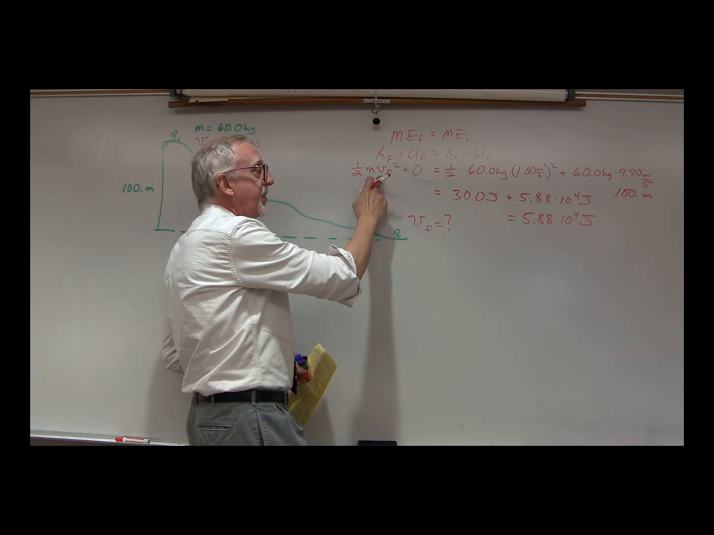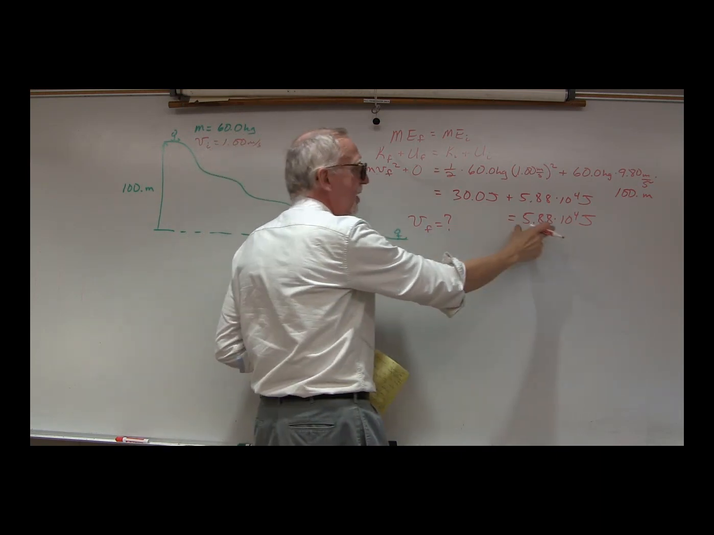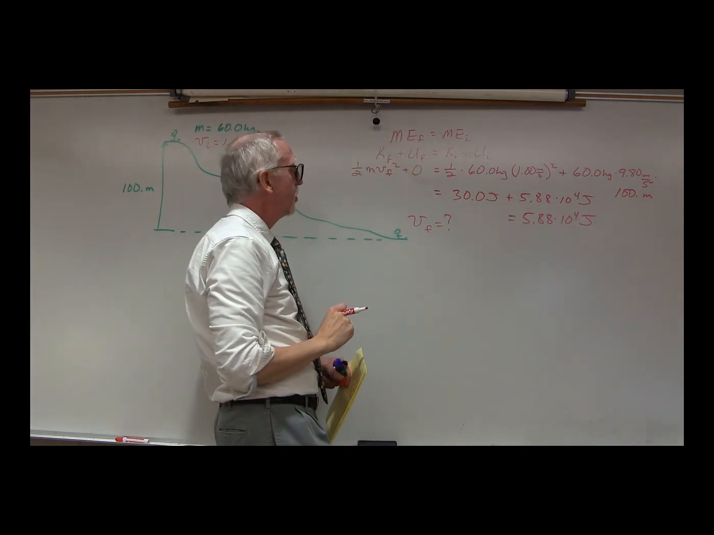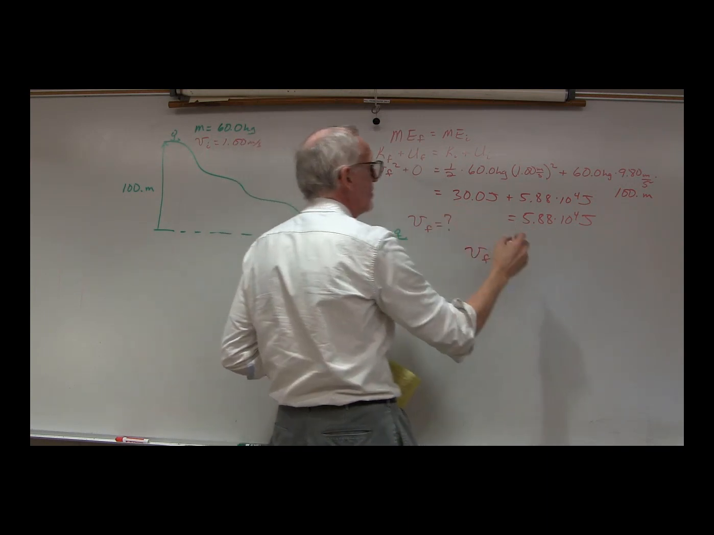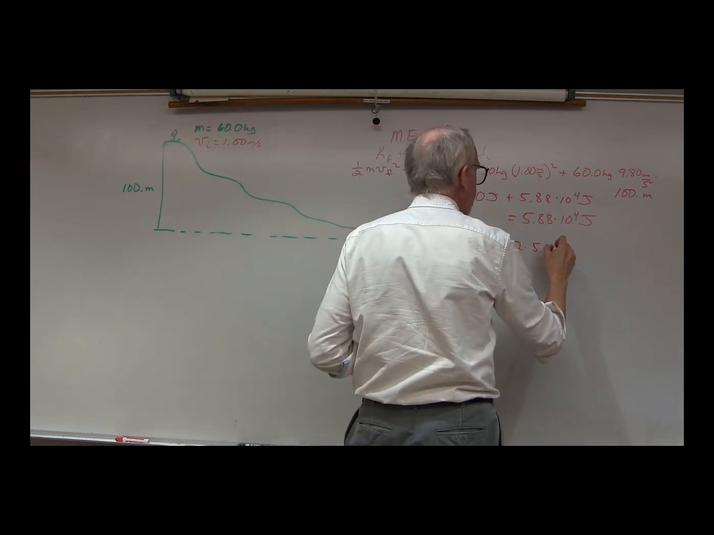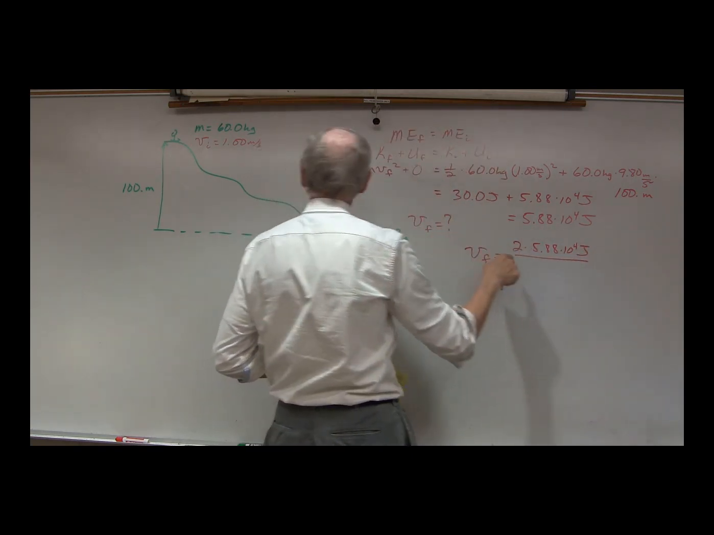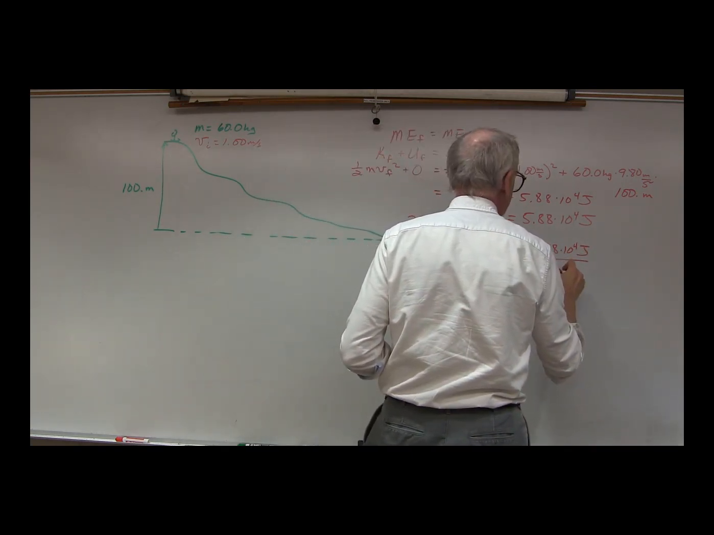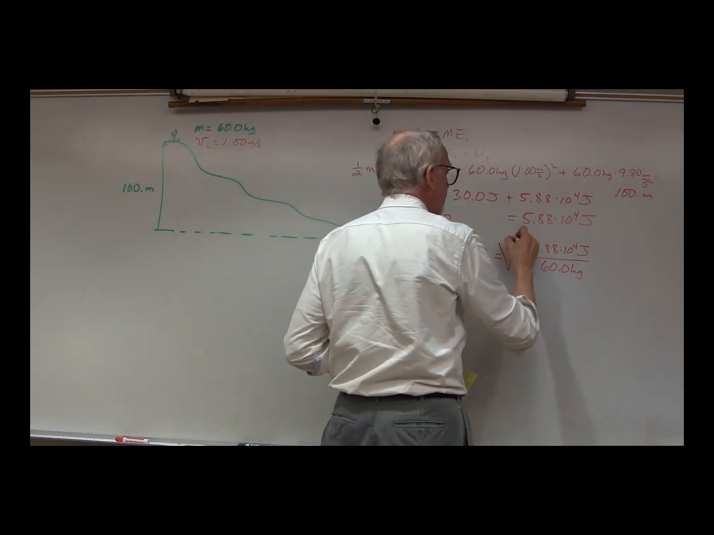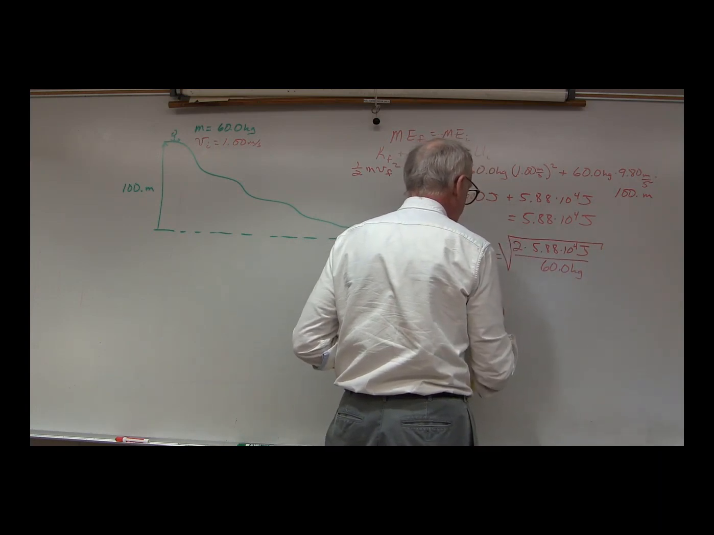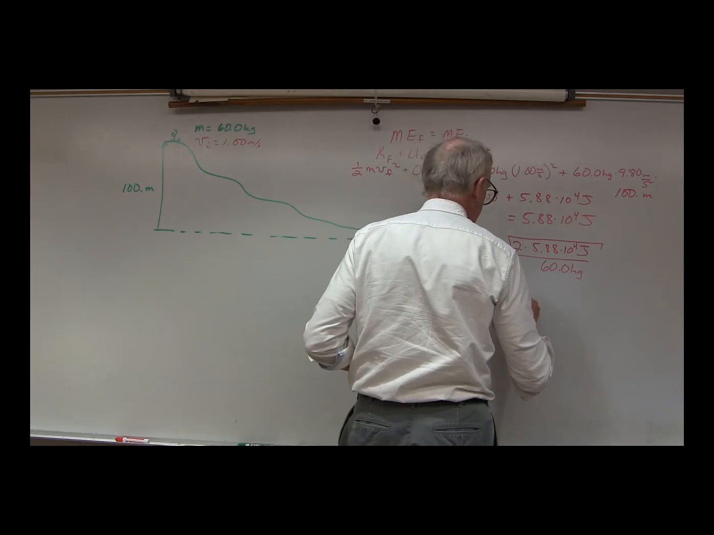We can find her final speed then by just equating 1/2 mv final squared with the 5.88 times 10 to the 4th joules. In other words, v final squared will be 2 times 5.88 times 10 to the 4th joules, divided by m, which is 60 kilograms. And then that gives us Vf squared, so to find Vf, we take the square root. And multiply that out, and what do we get? We get 44.3.